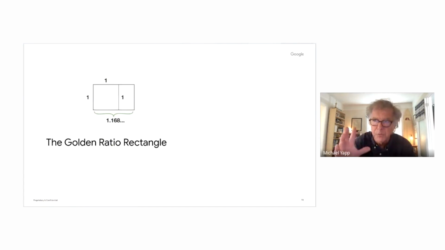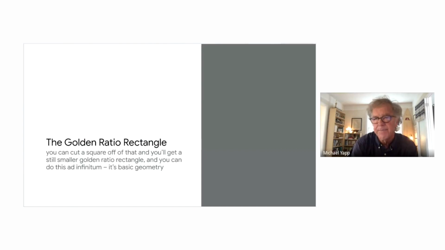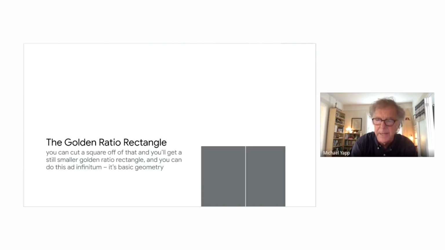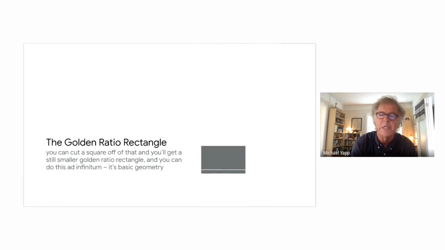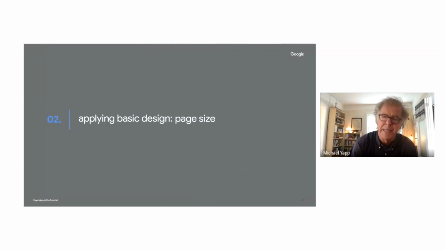When you think about it, think of the actual frame of this presentation you're looking at now. See that as this ratio rectangle. And when you look at it, you can cut this rectangle by a square, the width and the length of 1.168. It is the ratio of the longer side to the shorter side, and it defines the square within. So if I cut that, I can cut it again. And then what I do is I can cut that piece again and again, and it continues to create this same ratio throughout. It's basic geometry. And you can cut that square forever, and it'll continue to do this. Why is that important? Because you can design a page with that.